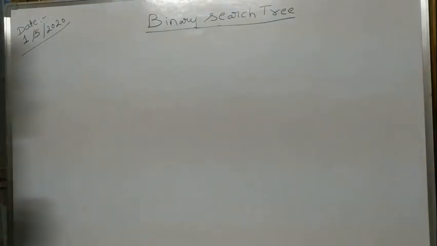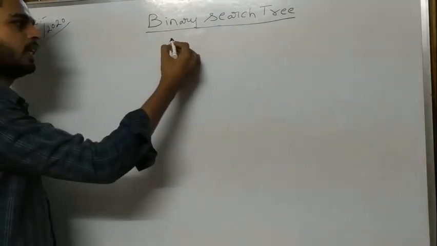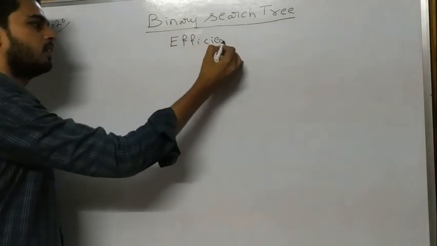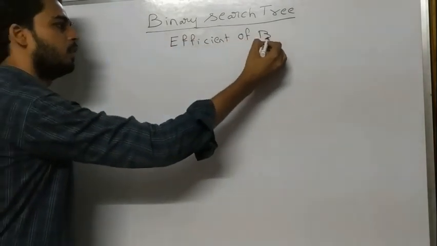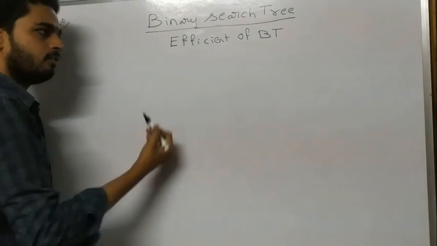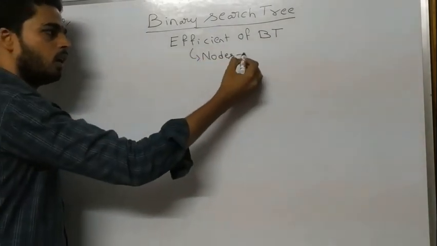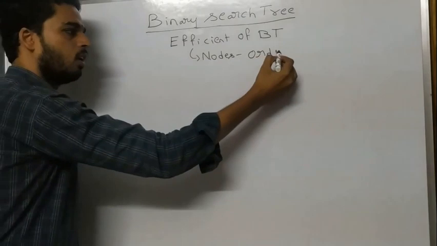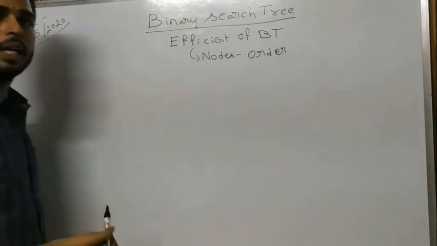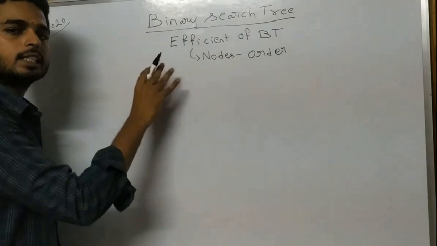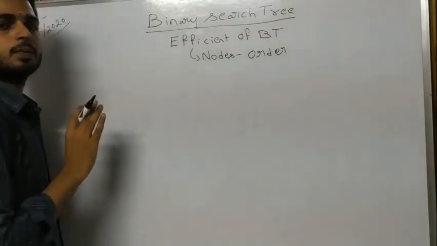Good morning all. Today we will see the concept of binary search tree. A binary search tree is an efficient version of binary tree in which nodes are arranged in order, meaning that it will follow some particular order while constructing a binary tree.